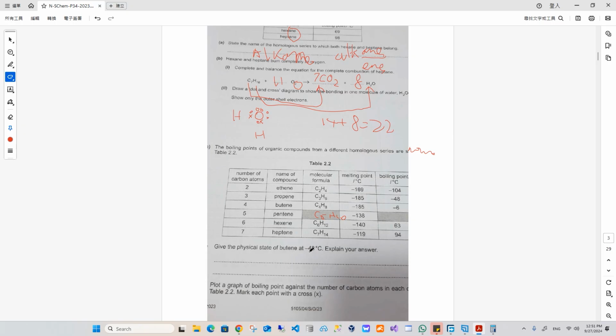Give the physical state for butane at -40. Butane at -40. -40 is below the boiling point, okay, since -40 is between the boiling point of -6 and the melting point of -185.